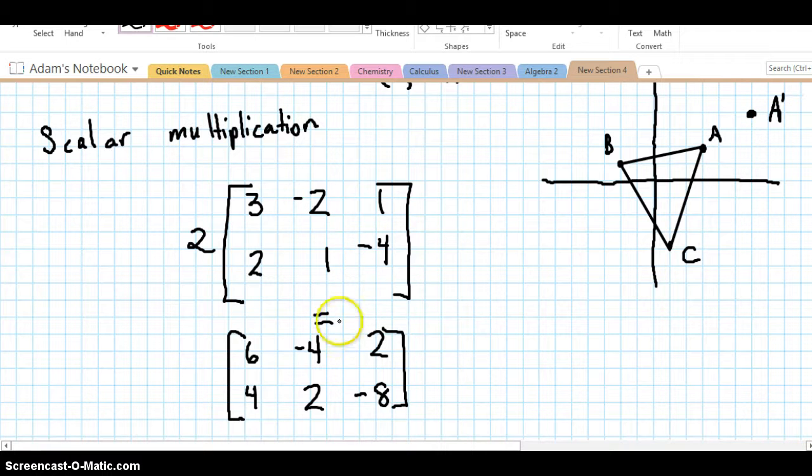-4, 2 is my new B. And 2, -8 is my new C. And you see that this new triangle ends up being about twice the perimeter of the first one.